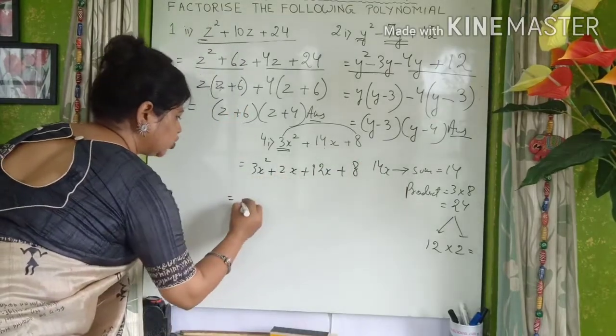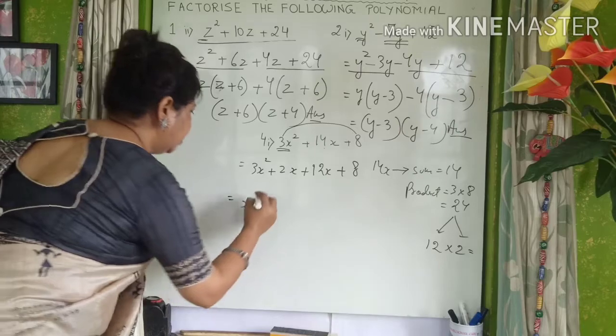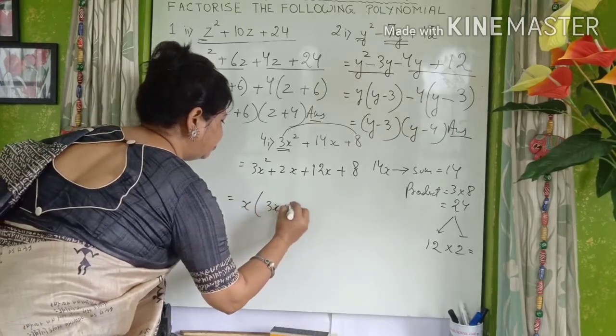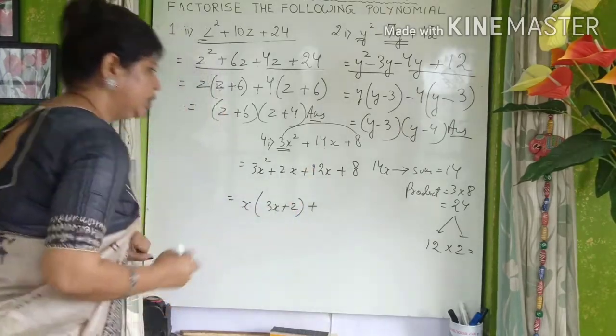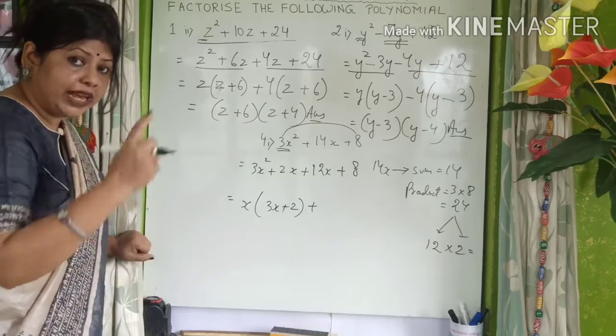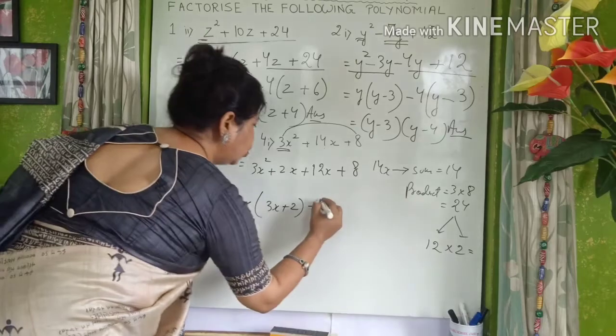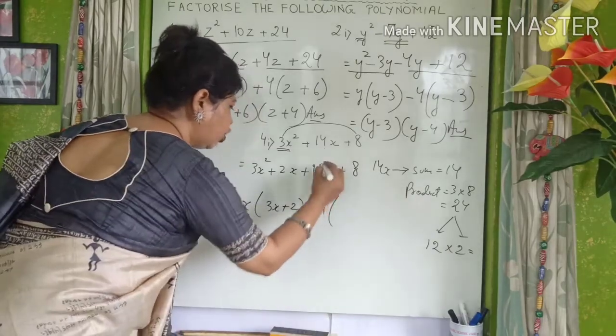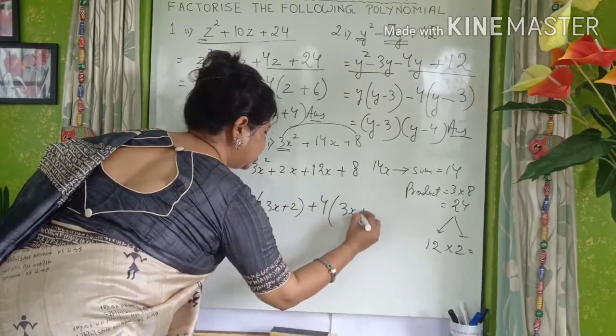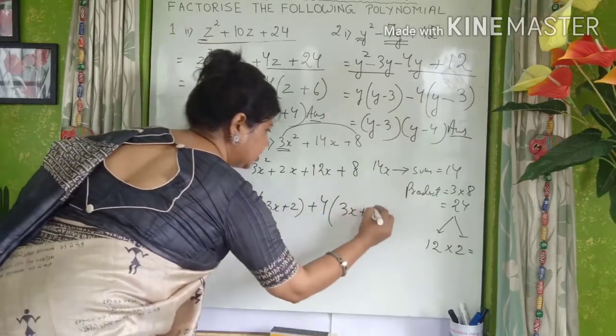That is equal to, what is common over here? X. What remains? 3x plus 2 plus, what is common of 12 and 8? You take the highest common factor. That is what? That is 4. So you take 4 common. What remains? 4 3s are 12. So 3x plus 4 2s are 8.